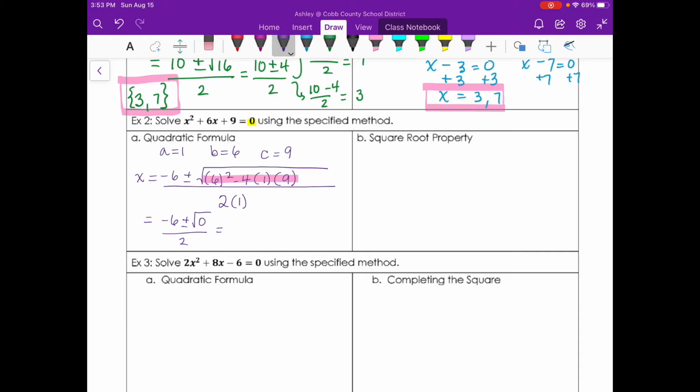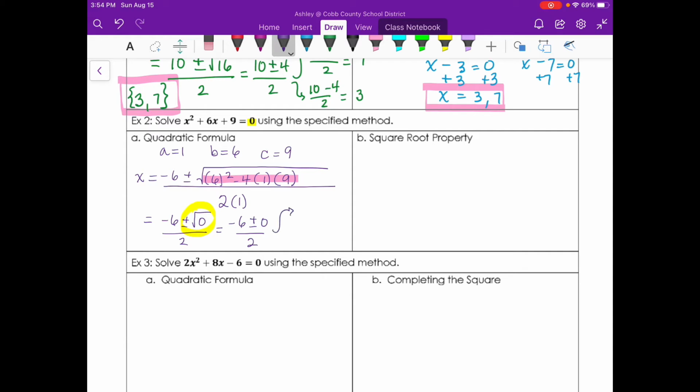So we really have nothing to add or subtract here with our plus or minus. What that's going to mean is that when we end up trying to add 0 and subtract 0, we end up with the same result twice. And this is what's known as a double root. So we have -6 plus or minus 0 divided by 2.